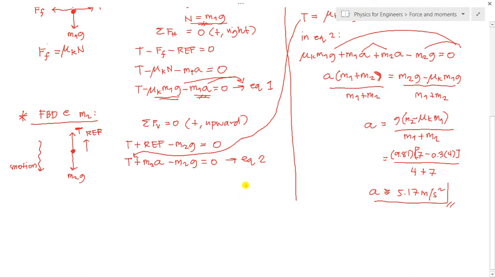How about our tension, class? You can use either equation 1 or equation 2. But for me, equation 2 is less confusing, so I can use equation 2. In equation 2, I transpose to the right side, so I have now mass 2 times G, which is positive, then also negative mass 2 times A. So I can just say mass 2 times G minus A.